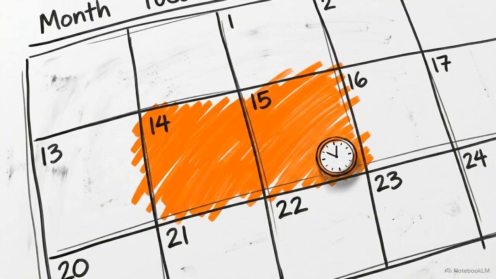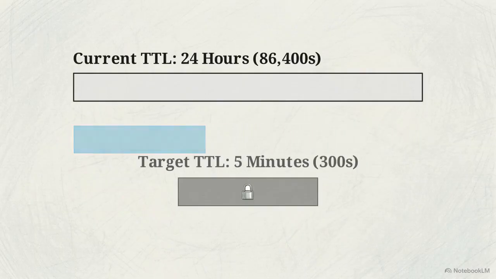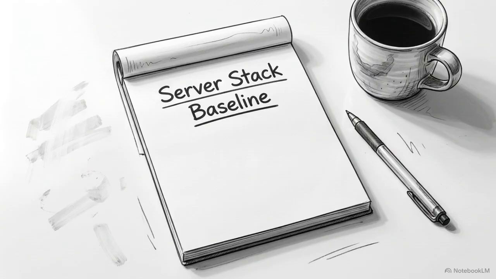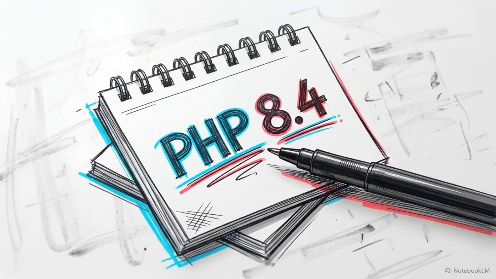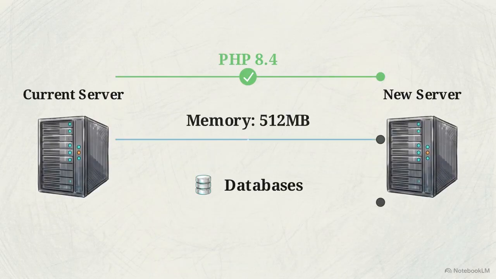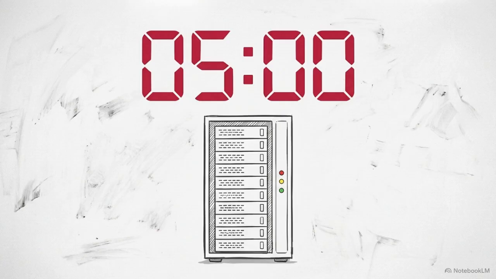While you wait for that TTL to expire, document your current server environment. Write down your exact PHP version, your active theme, and every installed plugin. You need to ensure the destination server matches these perfectly to avoid version mismatch errors. By preparing your environment and forcing the TTL down to 5 minutes in advance, you compress the vulnerability window of your migration from a full day into the time it takes to brew a cup of coffee.